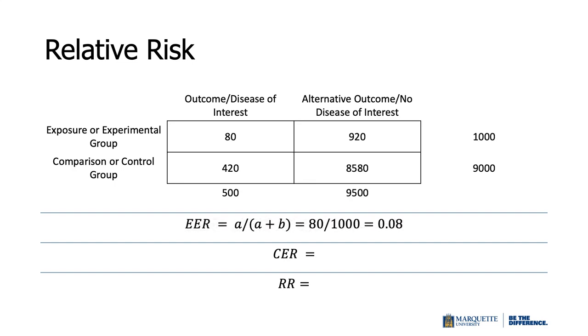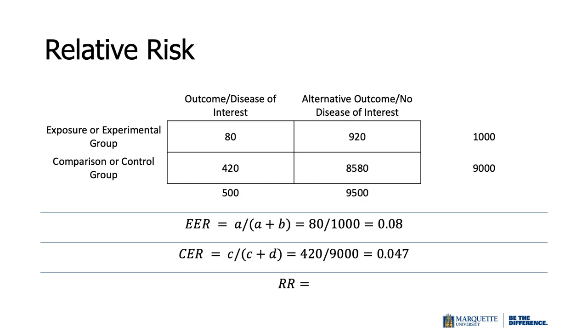The exposed event rate is simply A over A plus B in our 2x2 table, which in this case is 80 over 1,000, or 8%. So the risk of developing the disease, or having a certain outcome if you are exposed, is 8%. The control event rate is C over C plus D, or in this case, 420 over 9,000, or 4.7%. So the risk of developing the disease or outcome if you are not exposed is 4.7%.